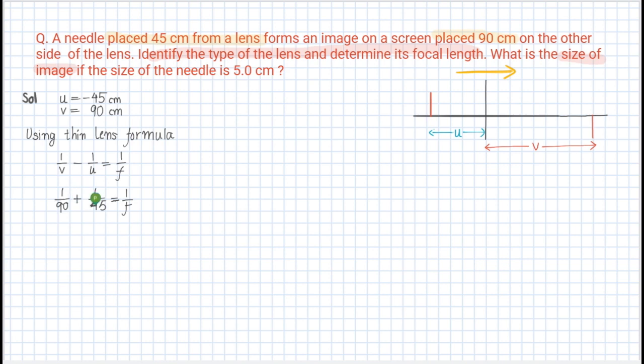Now I have to add 90 and 45. For this you can take the LCM. If I take the common LCM, this will be 90. Here will be 1, here will be 2, equals 1 by F. 1 plus 2 is how much? 3. So I'll write 3 upon 90. And I can cancel them out. 3 times 30 equals 90. So I can write here 1 by 30.